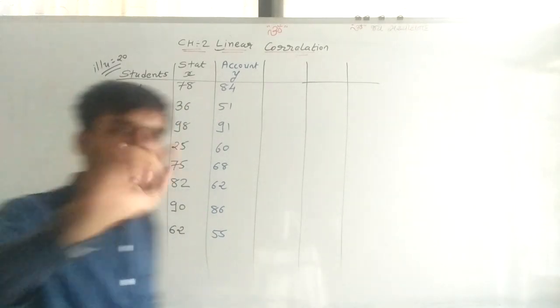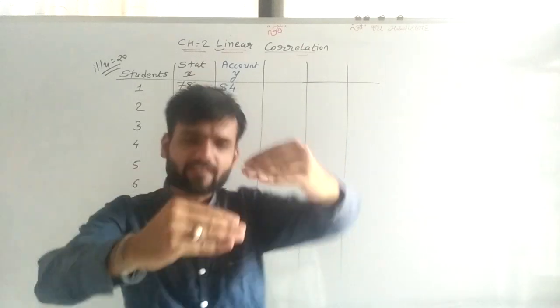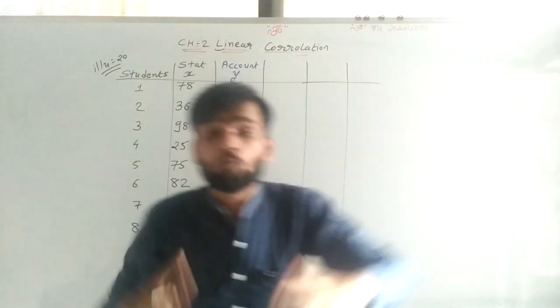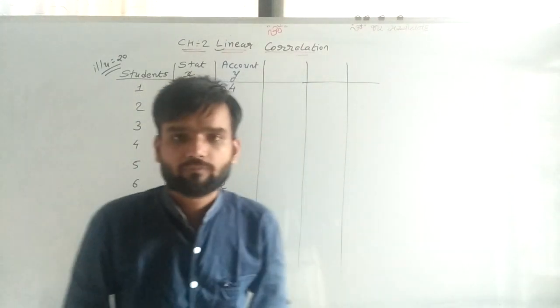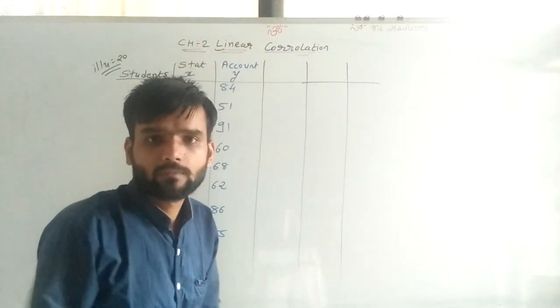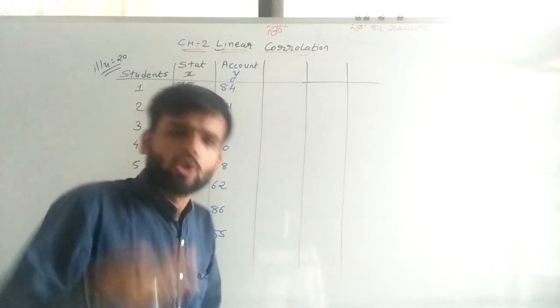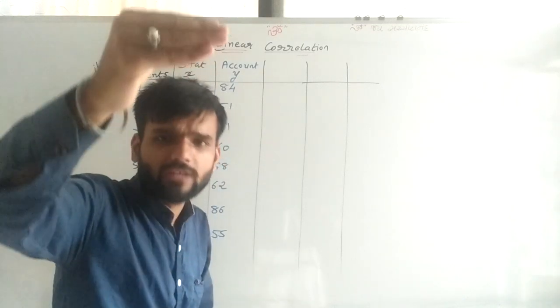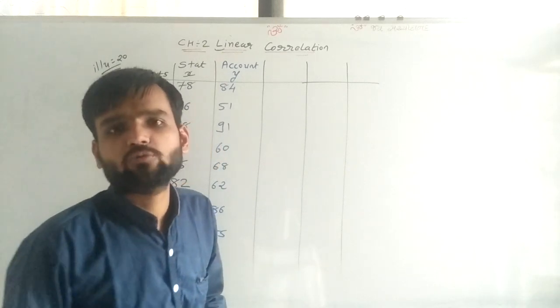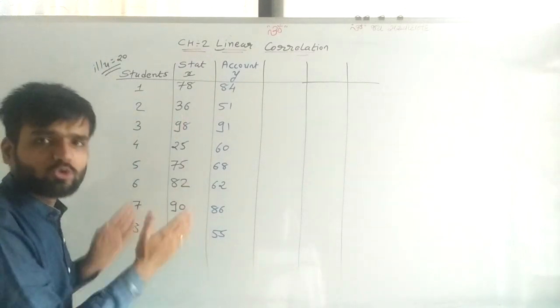Now whenever marks are given, we need to give them ranks: first rank, second rank, third rank, fourth rank. What rank do we need to give? The highest marks get first rank, then second rank, and so on down to the lowest marks. In that way we are giving the rank to the students. And that's why we are doing rank correlation here.